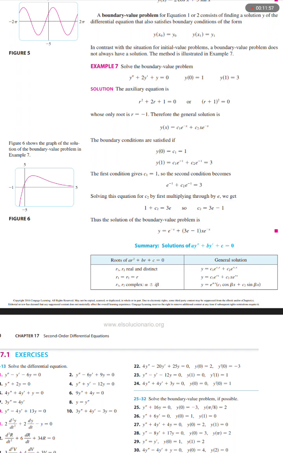Next line: r sub 1 equals r sub 2 equals r. General solution: y equals c sub 1 times e to the power rx plus c sub 2 times x times e to the power rx. Next line: r sub 1 and r sub 2 complex, a plus or minus i beta. General solution: y equals e to the power ax times open c sub 1 cosine beta x plus c sub 2 sine beta x close.